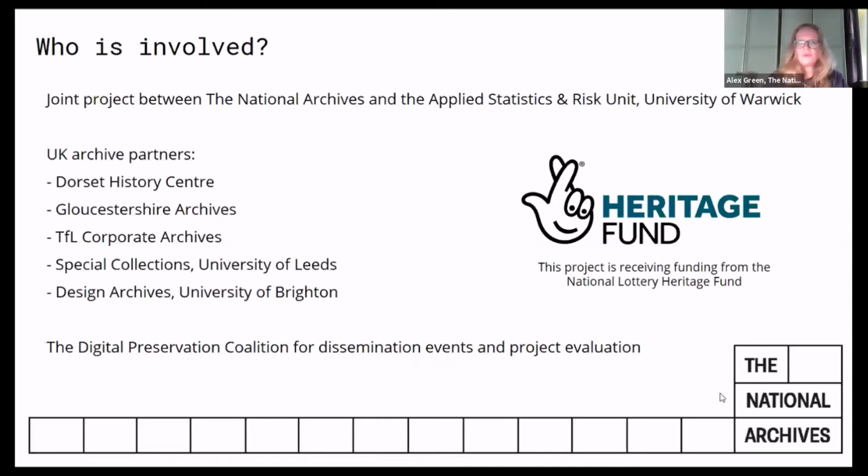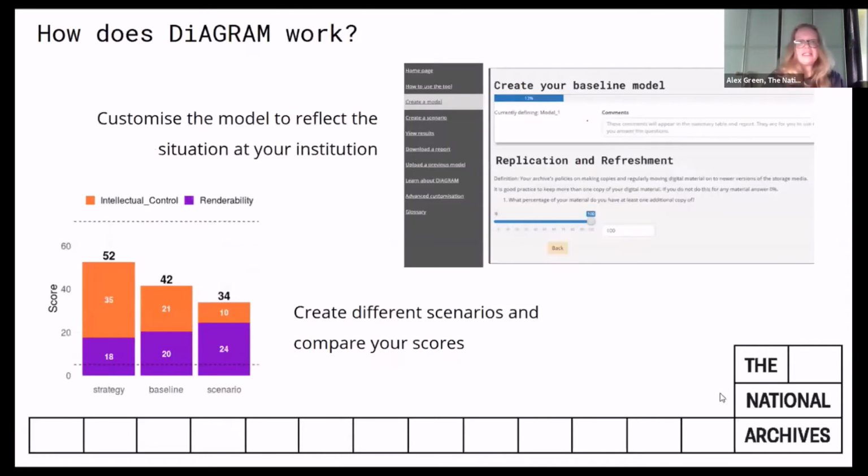This was successful and we were able to involve archivists from these 5 other organisations along with DPC, who have helped disseminate our findings and also evaluate the project. All these organisations and more actually have contributed to the model and we are very grateful for their help. So how does Diagram work?